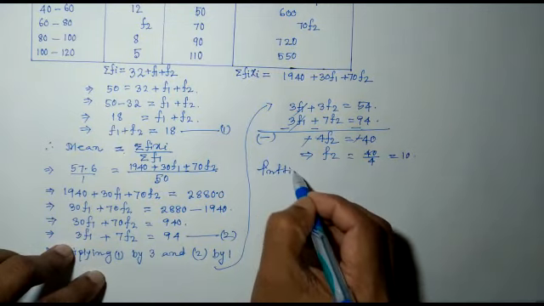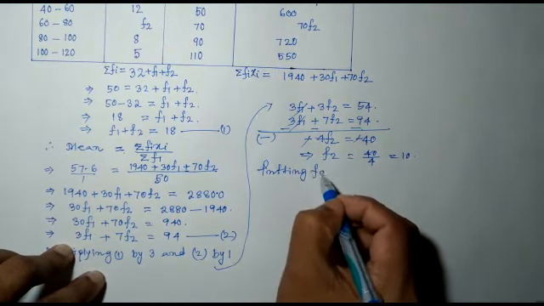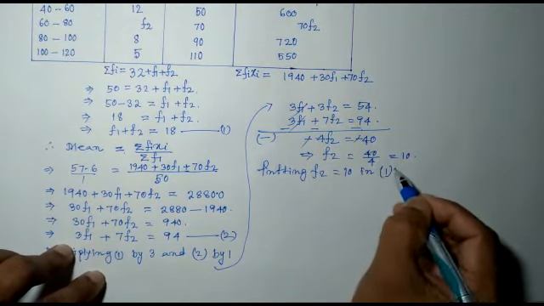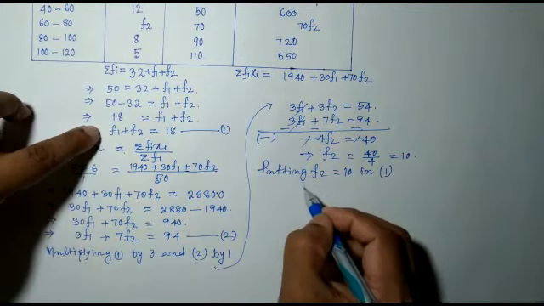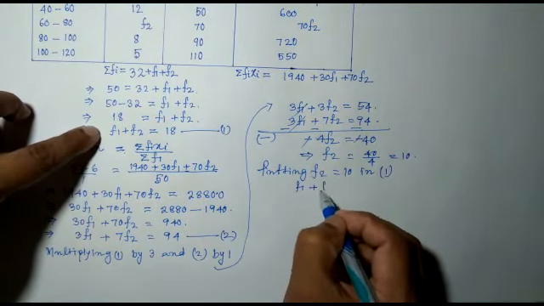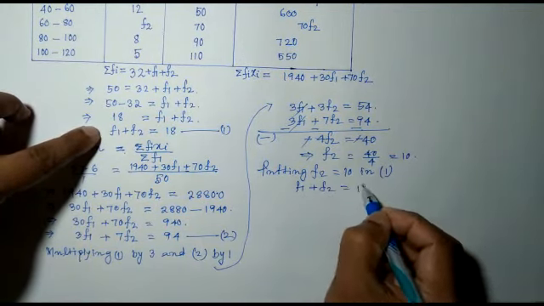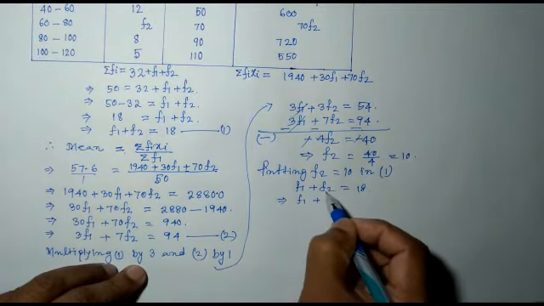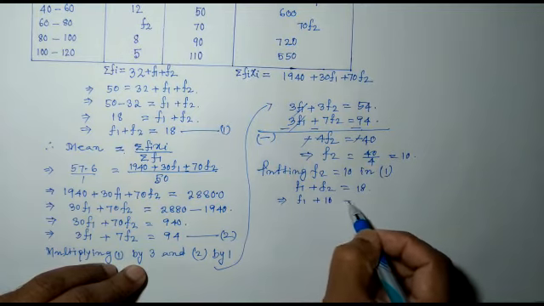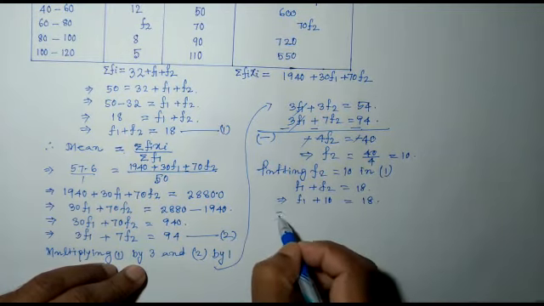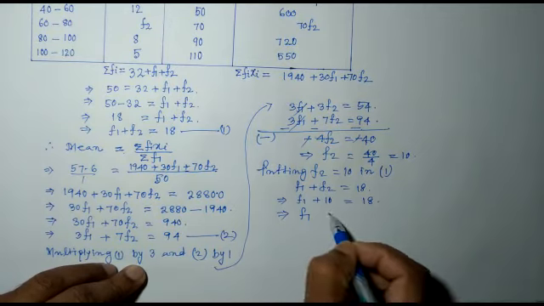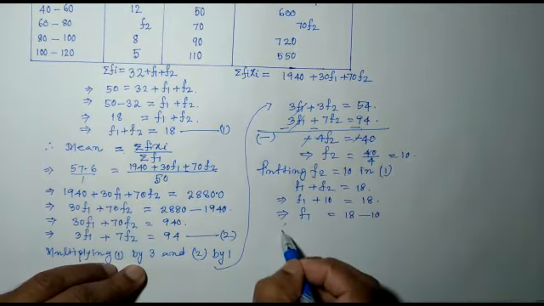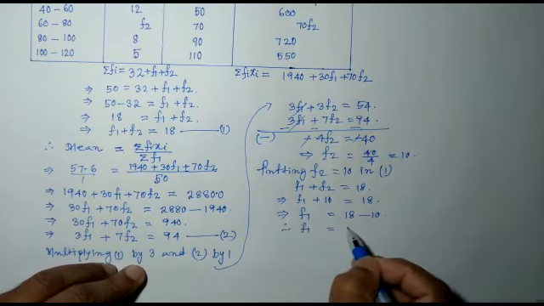Now putting f2 equal to 10 in number 1. So take this number 1, f1 plus f2 is equal to 18. So f1 plus the value of f2, which is 10, is equal to 18, or f1 is equal to 18, take this 10 to the right side, minus 10. So we can write therefore f1 is equal to 8.